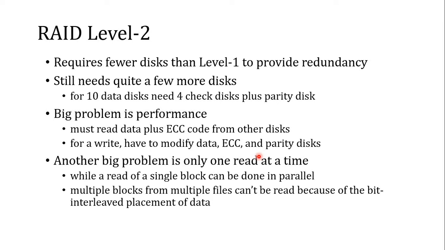It requires fewer disks than level 1 to provide the redundancy. Obviously, because if you need 8 disks in level 1, then you need another 8 disks for the exact mirror copy. Here the number of disks is lower than level 1, that is true, but the big problem is performance, because you must read the data plus the ECC code from the other disk. Each time the data is read, you have to read the ECC code, and for writing you have to modify the data, the ECC code and the parity disk. So you have to work on 3 different disks. If you just change one single bit of data, it requires huge time.